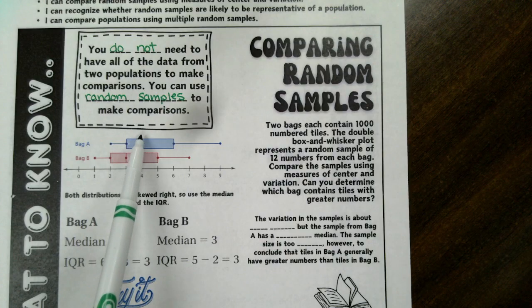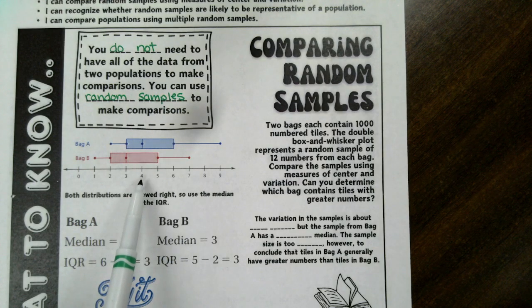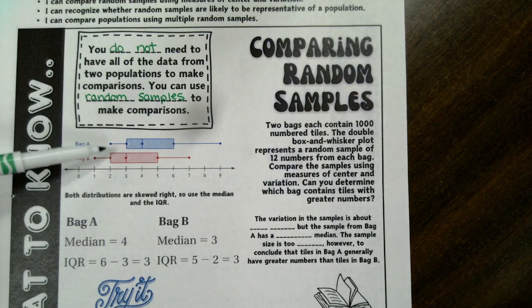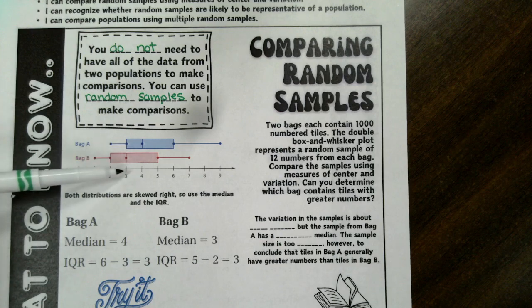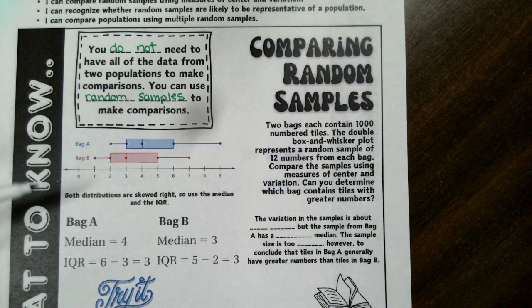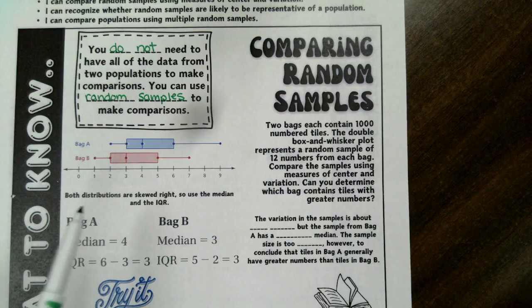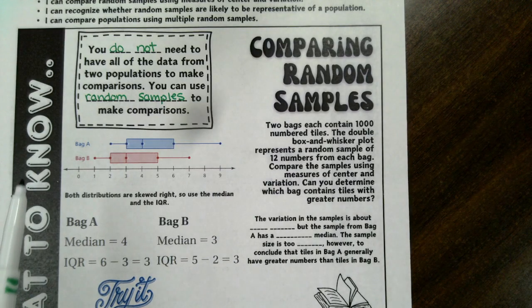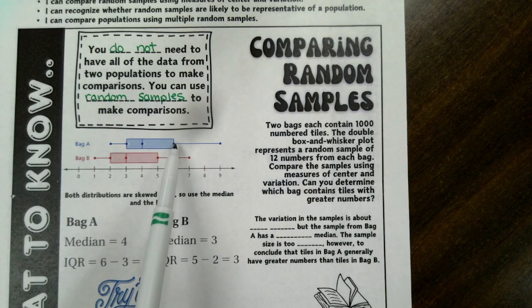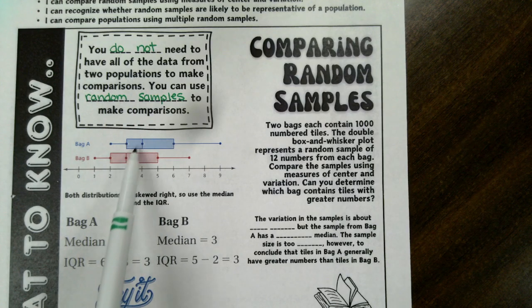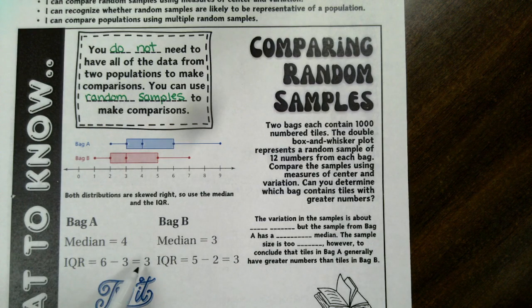So I'm going to find my median, which sits right here in the middle, and that's 4 for bag A. So we have our lower quartile, our upper quartile, and then we have our median here in the middle. And our median for bag B is 3. To find my interquartile range, if you remember from the last one, I'm going to take the median of the upper quartile, which is going to be this dot here. So if I'm looking at my upper quartile, it's that dot there, and that's 6. And then I'm going to subtract the median of the lower quartile, which is that dot there, which is 3. So 6 minus 3, my interquartile range is 3.